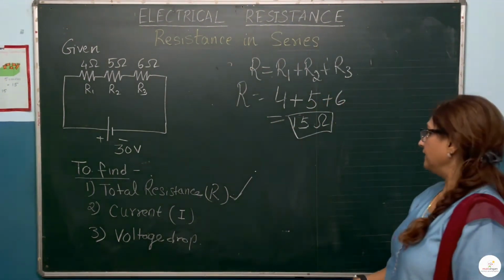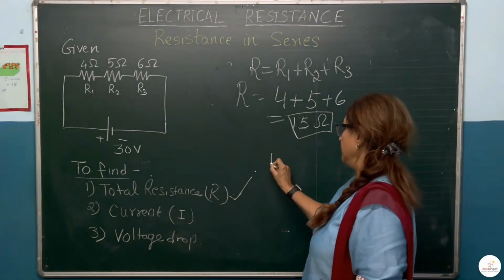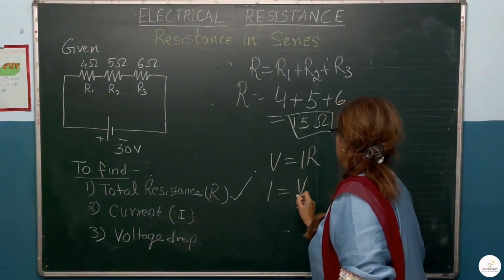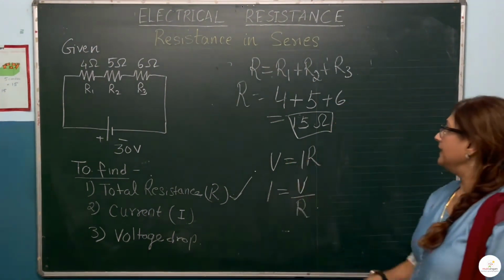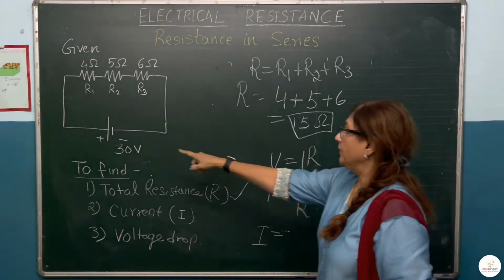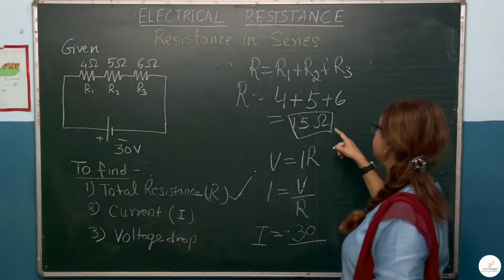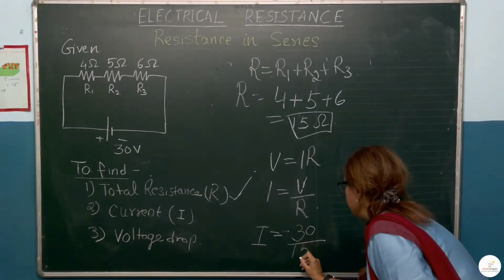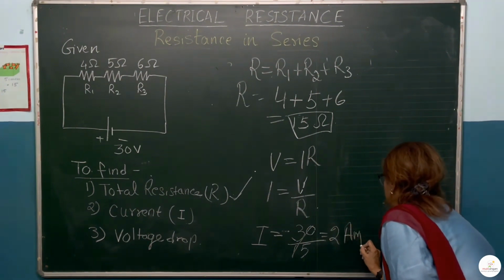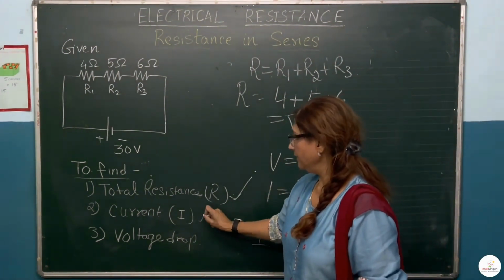Now let's look at the second one, that is current I. And you know, Ohm's law says V is equal to IR. So I will be equal to V over R. Again, let's plug in the information. So I will be equal to, V has been provided, which is 30, over R, we just calculated, that is 15 ohms. So 30 divided by 15 will give you 2, and the unit for current is amperes. So 2 amperes is the answer for number 2.